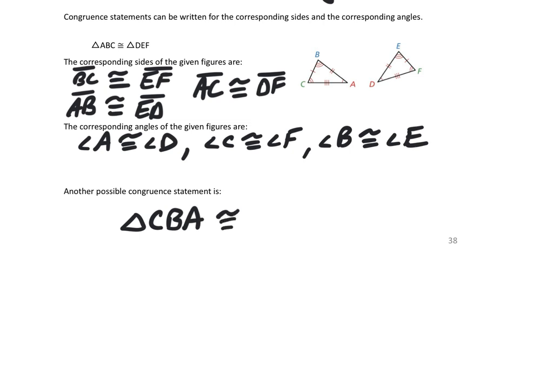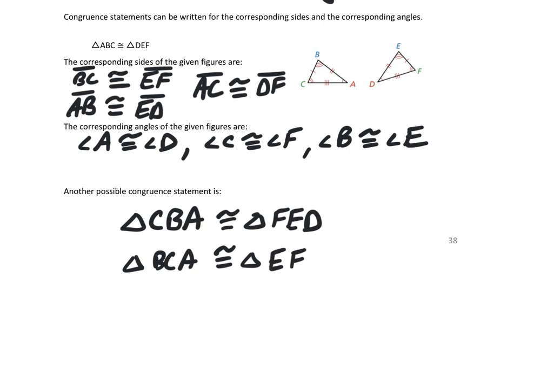So if that one goes backwards, then I have to do the same thing for the second triangle. I would say triangle FED. And the reason why that's really important is C still matches with F, B still matches with E, A still matches with D. But there's lots of different variations that you could do here. I could do triangle BCA. And BCA would be congruent to triangle EFD. So when I rewrite these, okay, and I could keep going if I wanted to.